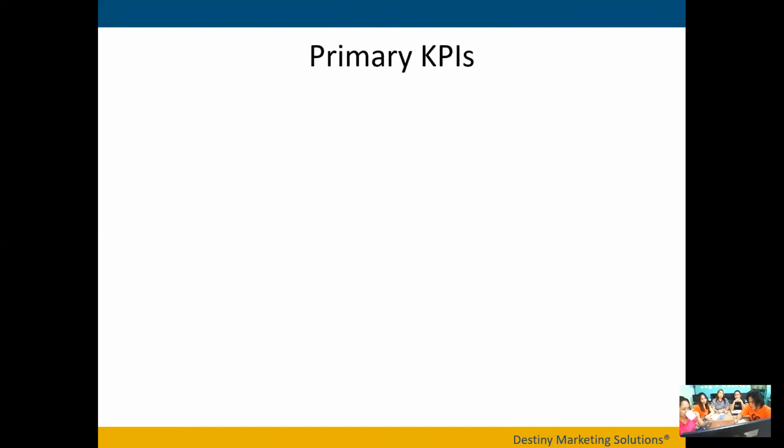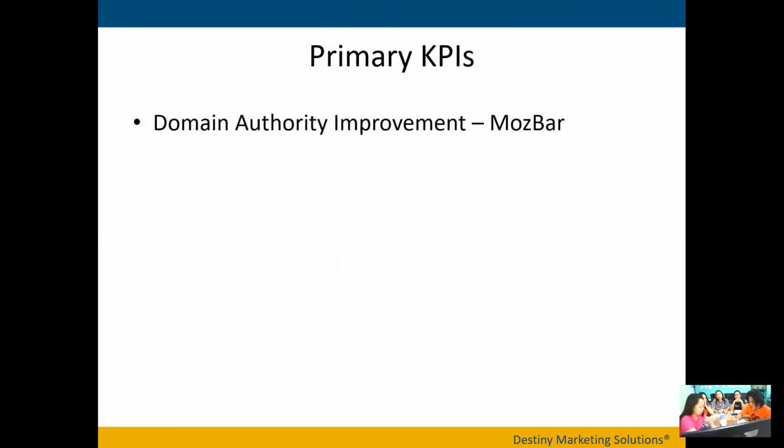Now, your primary key performance indicators. So that's going to be the first is your domain authority. So over time, if you're doing consistent SEO to your website, your domain authority should improve. And we've already gone over which metric you should use, which tool you should use to figure this out. That's going to be your Moz bar. So that's a free Chrome extension, so please install that if you haven't yet.